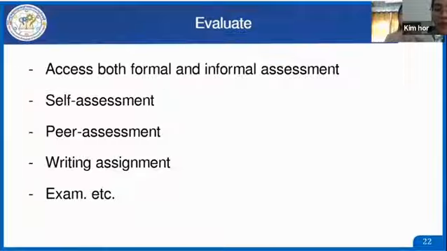And informal assessment means that teachers can observe the students' activities from the engage phase until the elaborate phase. So teachers may know about the students' knowledge through the activities. And students can also do self assessment.